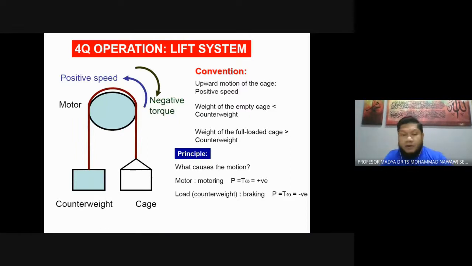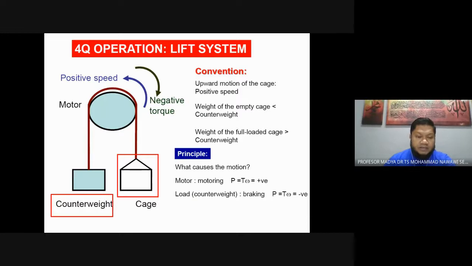So before finally we look into the 4 quadrant operation, the practical operation of a lift system. Okay, so let's consider we have this lift system, and the cage or the lift is actually connected to a counterweight. There's always a counterweight inside the system. Okay, so we have this. Sometimes we call it a car. The lift.